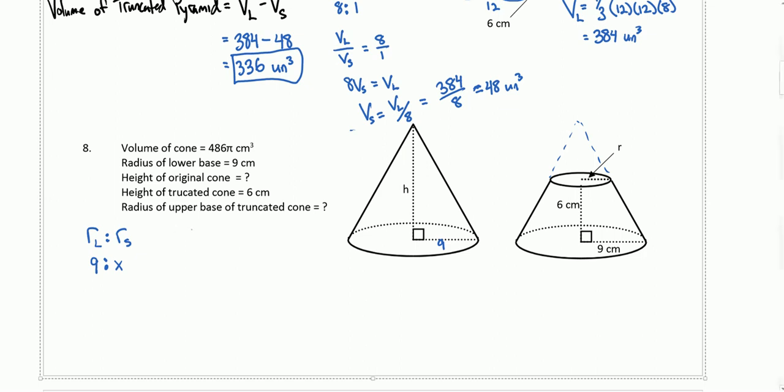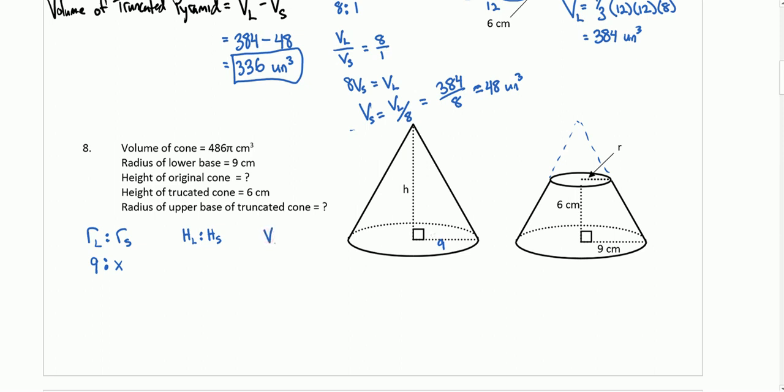We got the height of the large compared to the height of the small, and we don't know either of those. We got the volume of the larger compared to the volume of the smaller, and the volume of the larger is 486 pi centimeters cubed. We don't know the other, I'll call that y.